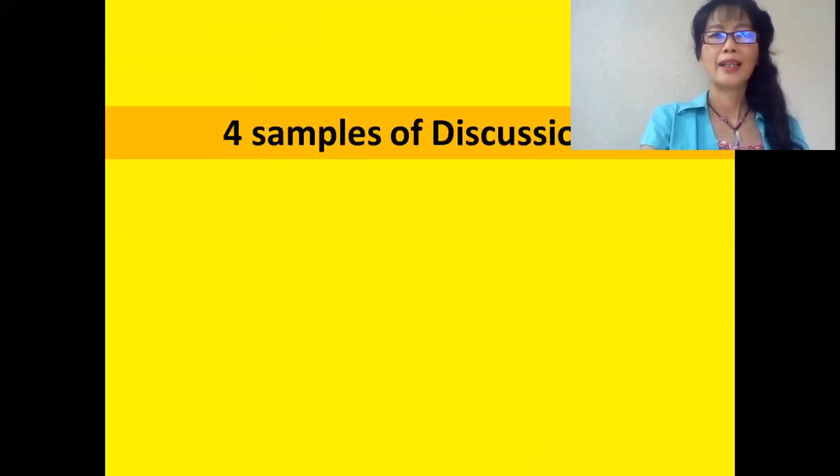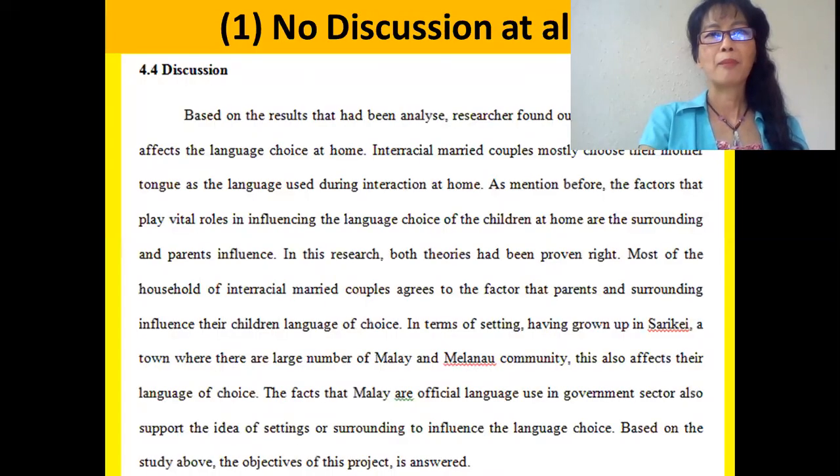So with that, let us look at 4 samples of discussions. Sample number 1, there is a heading 4.4 Discussion, but there is no discussion at all. You can see that there are no citations, and in the middle, line 5, you read, "In this research, both theories have proven right." What theories? We don't know. So this is an example of a discussion section, but no discussion at all.